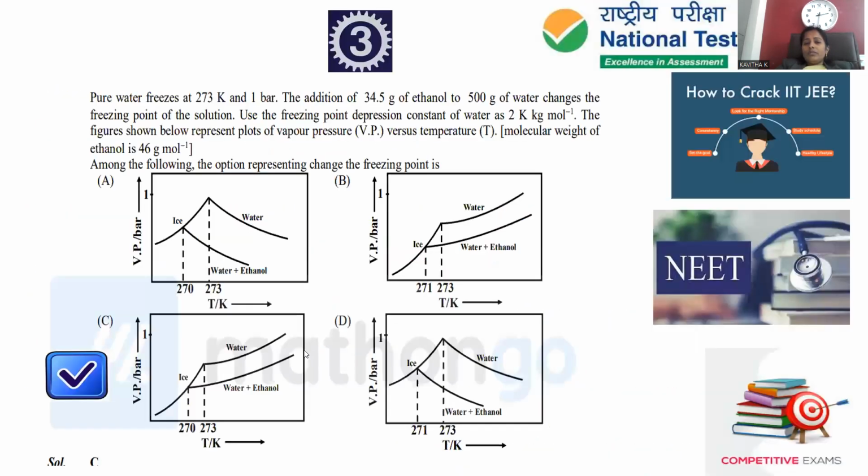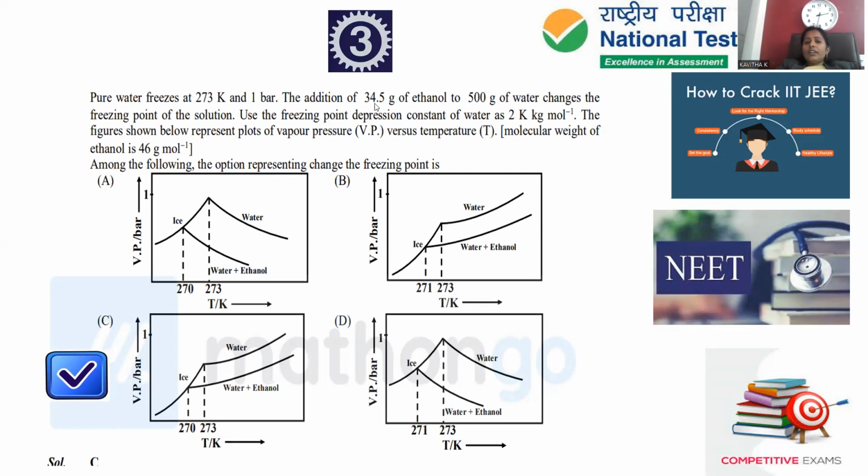Move on to question number 3. Question number 3 is collected from the 2017 Paper 2 question paper of JEE Advanced. Pure water freezes at 273 Kelvin and 1 bar pressure. Temperature and pressure are mentioned for the freezing of water. Everybody is aware that water freezes at 0 degrees centigrade, so 0 degrees on the Kelvin scale is 273 Kelvin.